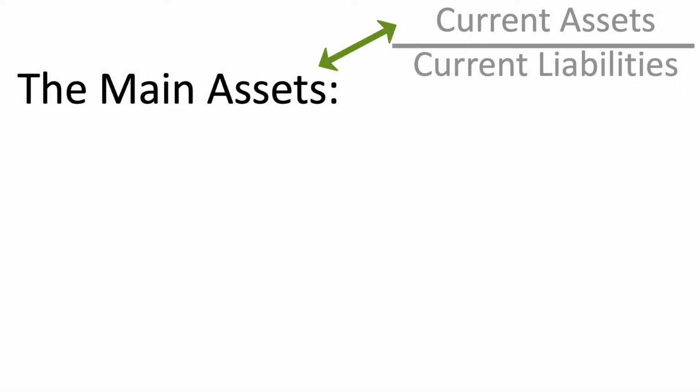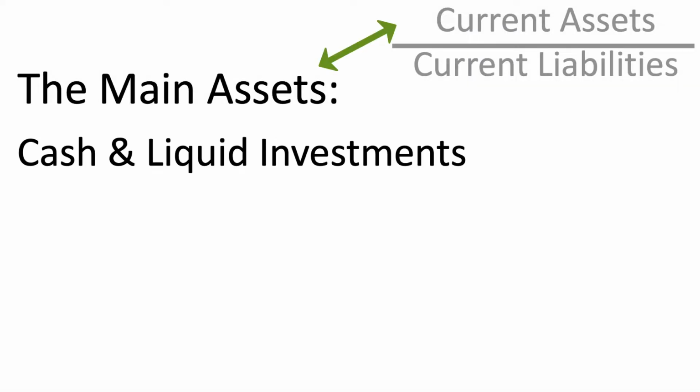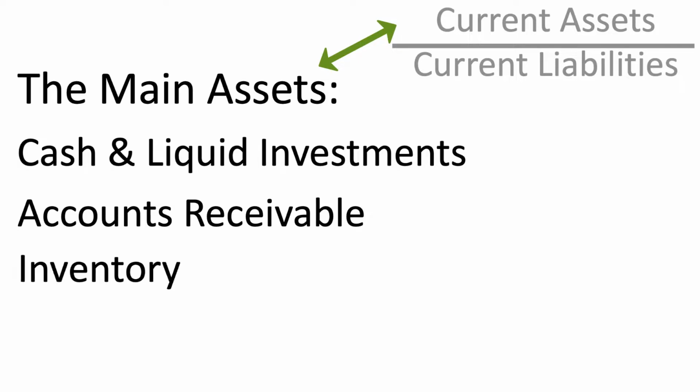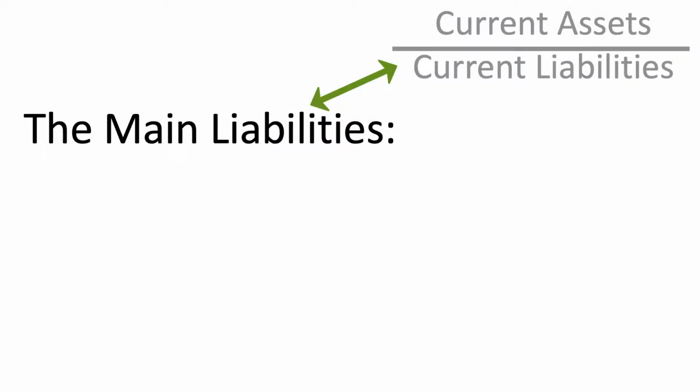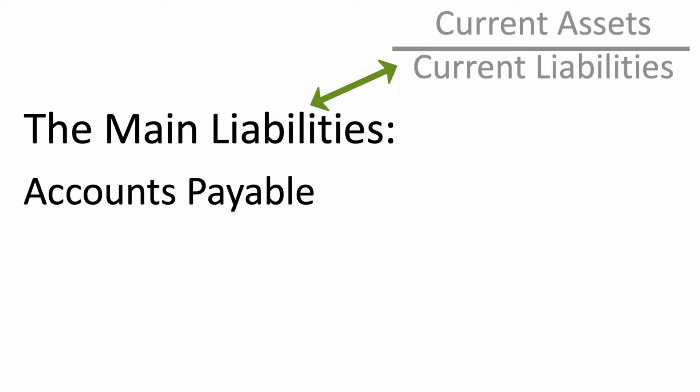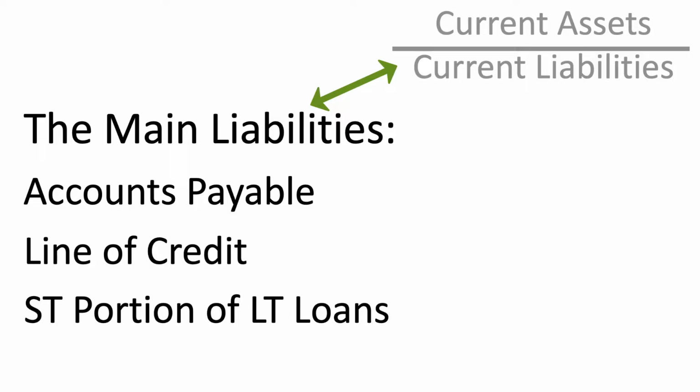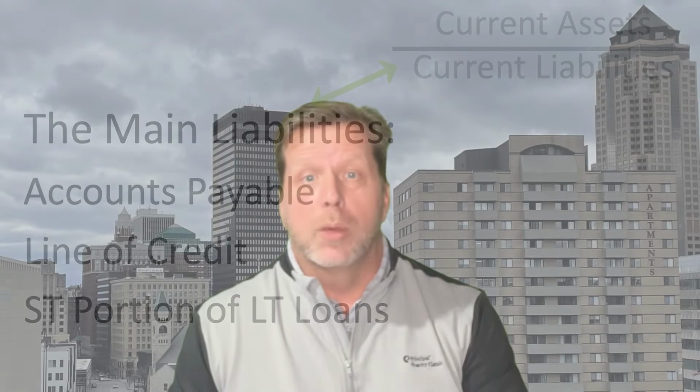The primary assets in the current assets group are cash and liquid investments, accounts receivable, and inventory. These items are current because they are expected to be turned into cash in a short period, definitely less than 1 year. The primary liabilities in the current liabilities group are accounts payable, your line of credit with the bank, and the short-term portion of the long-term loans. The short-term portion of long-term loans are the principal payments towards those loans that you will make in the next 12 months. These current liabilities are what you have already committed to paying off relatively quickly.